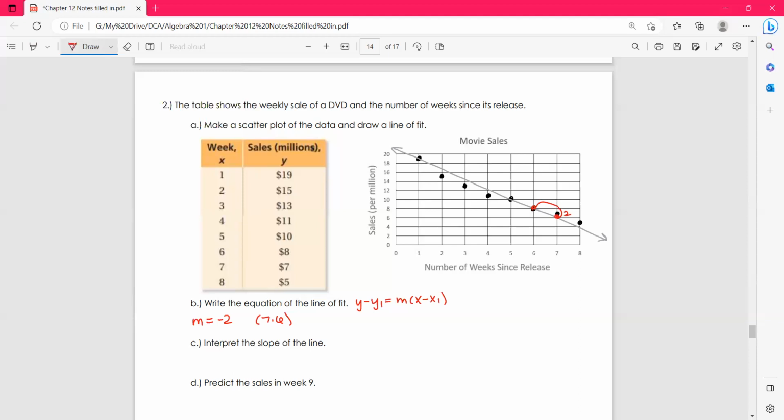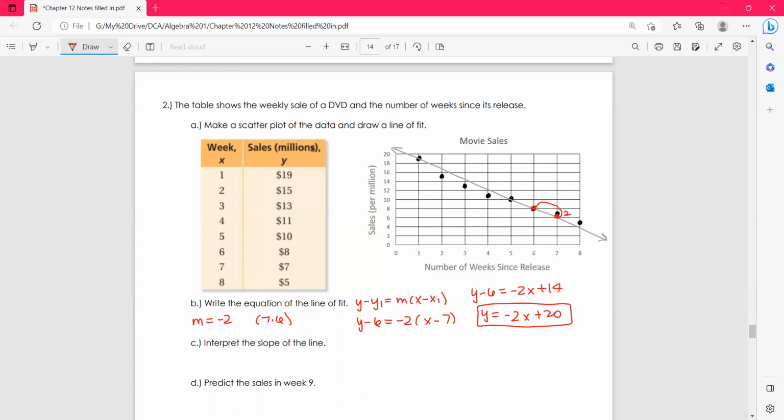So y minus 6 equals -2, x minus 7. We'll distribute the 2. And then add the 6. Here's my equation of the line of best fit.